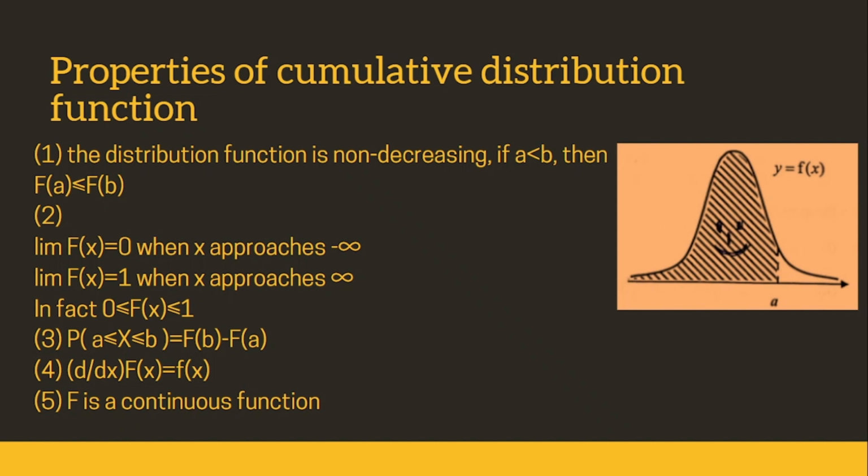Then as we approach negative infinity, where there's little area, F(x) will have a limit of 0. And if we go to infinity, the limit of F(x) will be 1. So the range of F(x) is basically from 0 to 1. And if you want to find the probability of a specific range, it's just going to be F(b) minus F(a). Then if we differentiate our F(x), we will get f(x). And F is a continuous function.